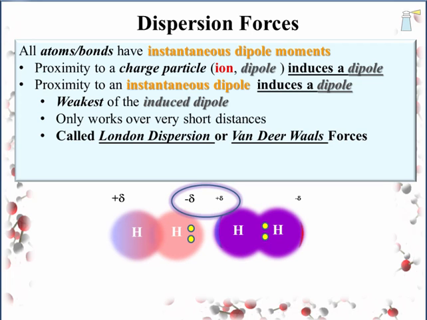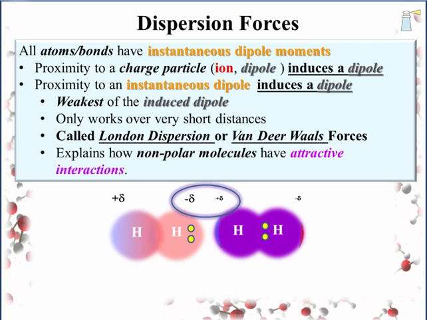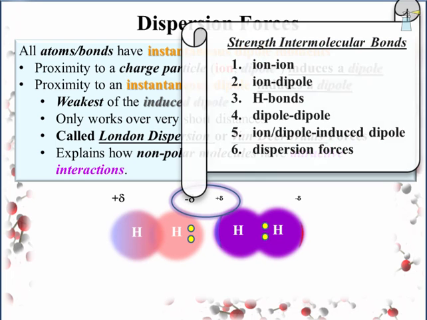Although they are the weakest of all intermolecular forces, they are present in all matter-matter interactions. They explain how nonpolar molecules have attractive interactions. If it wasn't for these forces, all nonpolar compounds would be gases. They could not form liquids or solids. Dispersion forces bring up the rear on our list. They finish our list off.